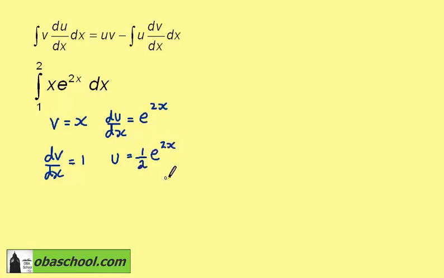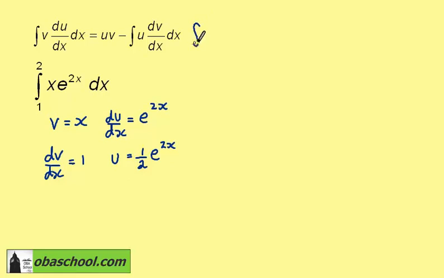Remember, if you differentiate e to the 2x, you get e to the 2x multiplied by 2, because 2 is the differential of 2x, and integration is the reverse process, so you divide by the 2. Dividing by 2 is the same as multiplying by a half.